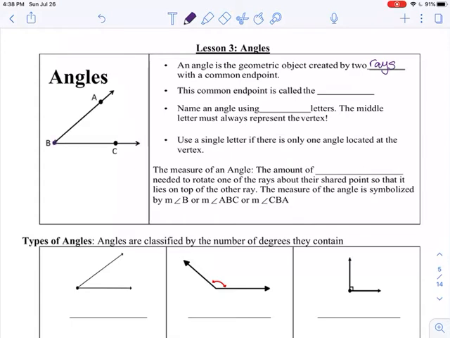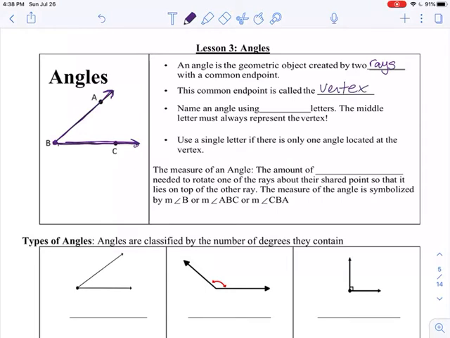So basically I have ray BA that's going like this, and then I have ray BC. So my common endpoint is B, and then I have my two rays. The common endpoint is called the vertex, and in this angle it would be B.